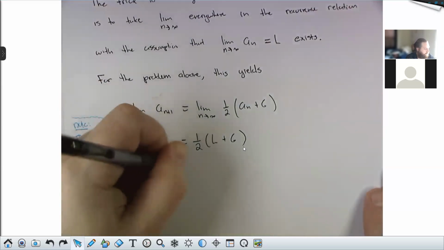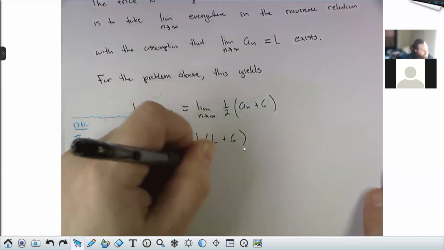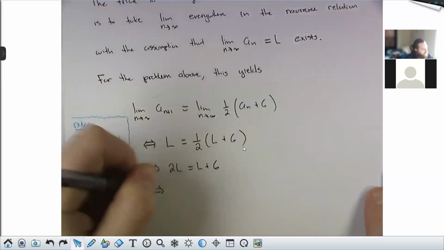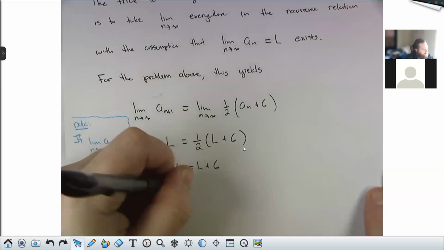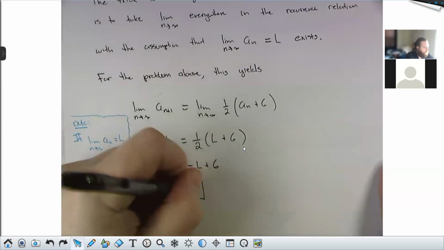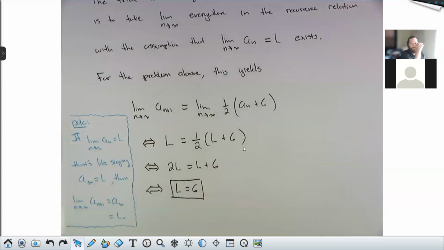Multiply both sides by 2. Subtract L from both sides. So if you're allowed to assume that the limit of the a_n exists, then that limit must be 6 from the recurrence relation.